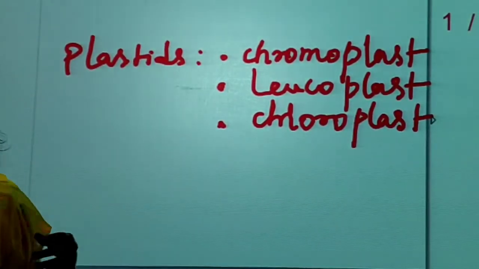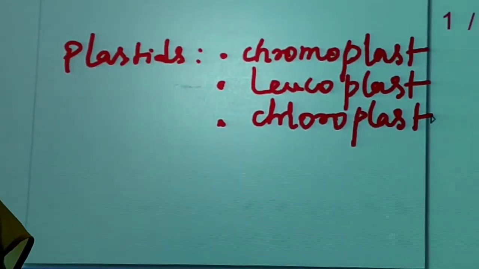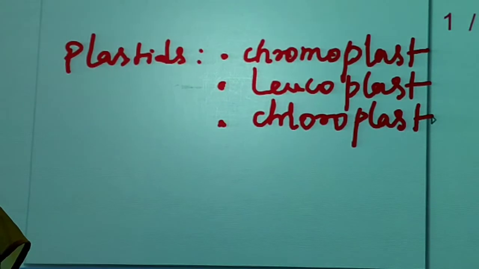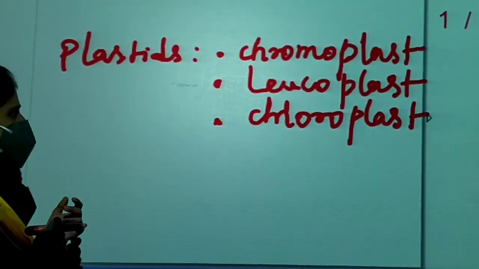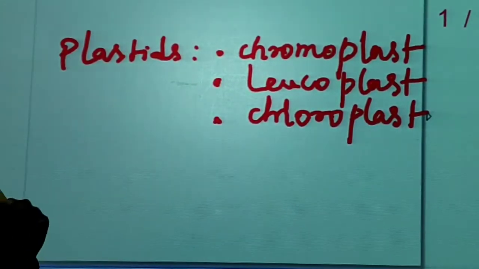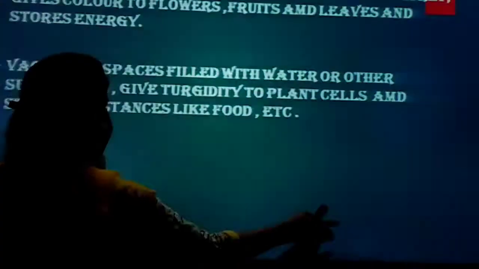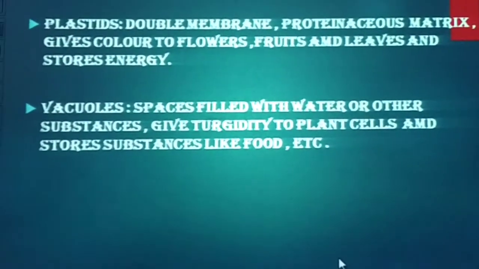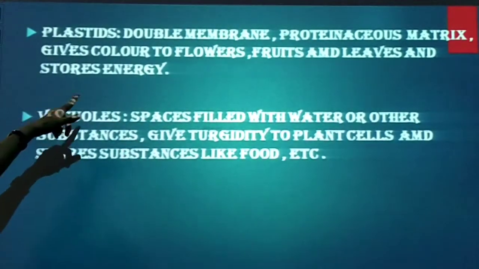And chromoplasts contain different colors, like red, yellow, and orange. These colors give different colors to the petals and the fruits. I hope you all have understood that one.